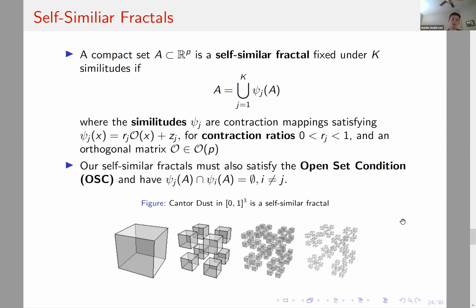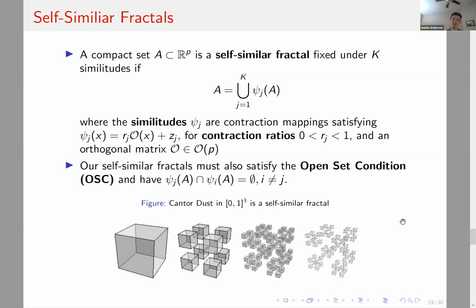Additionally, we assume that our self-similar fractals for our analysis also satisfy the open set condition, which on its own would guarantee that the Hausdorff measure of the intersections of these leaves is 0, but we assume a stronger version where the leaves are disjoint to simplify the analysis.